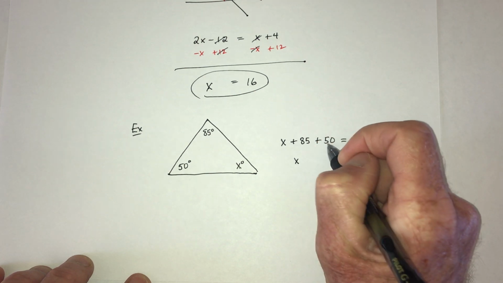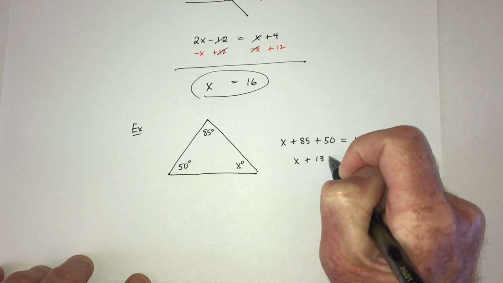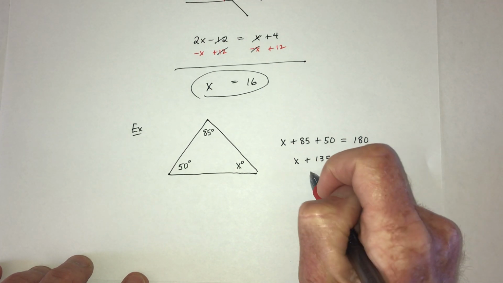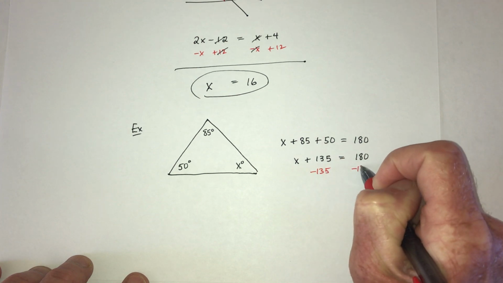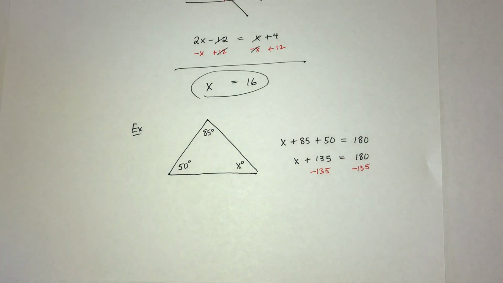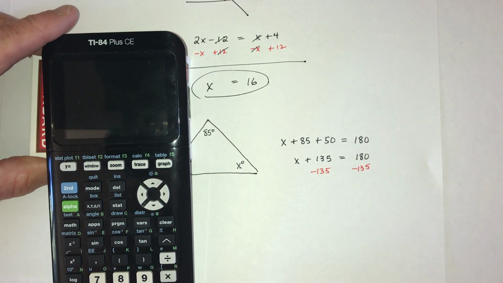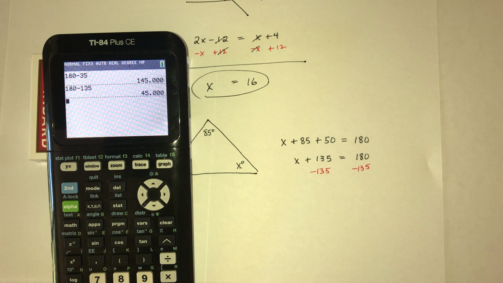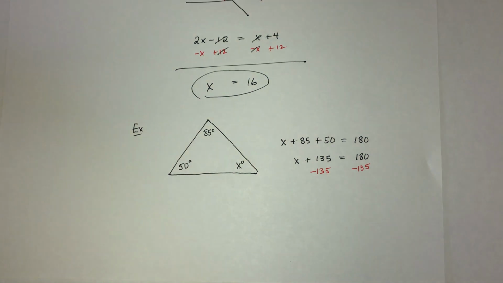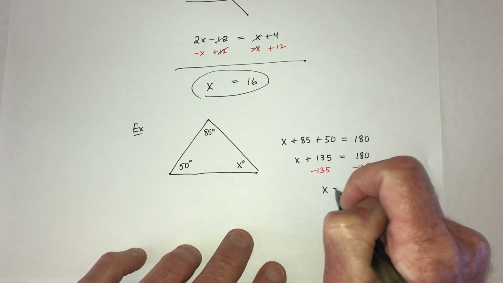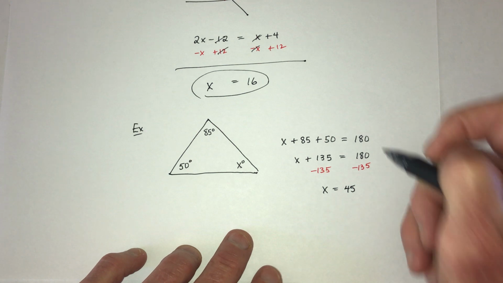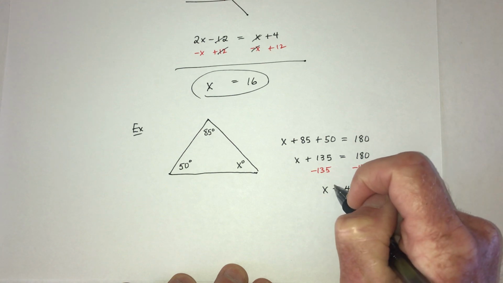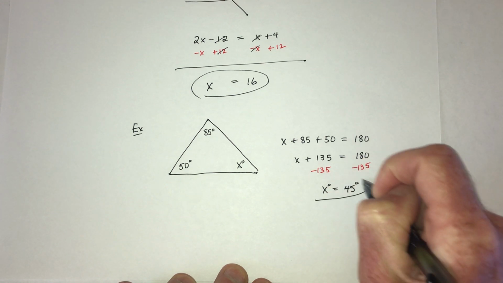So let's see, 85 plus 50, that's going to be 135. And then subtract 135 from both sides. And, oh, that's very similar to the last one I did. It equals 45. So then x equals 45. And while I'm doing this algebra, I don't feel like writing down degrees, so I'll just save it till the end. x degrees equals 45 degrees. There you go.